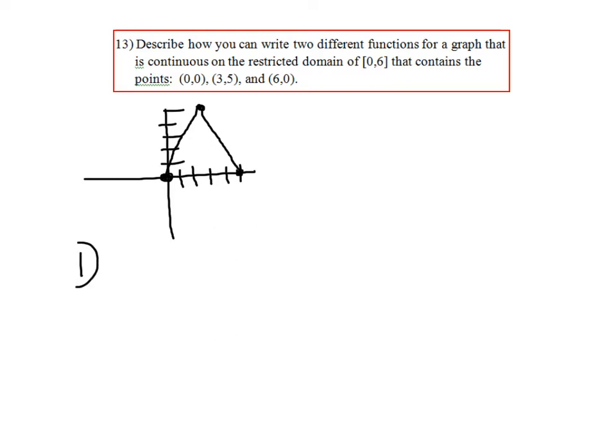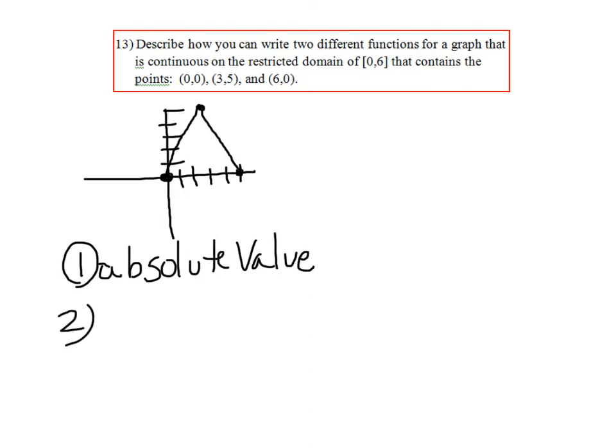So I think one way I could write it is as an absolute value with this restricted domain. So there's an absolute value one. And then I know from my lessons that the absolute value can be written as two linear piecewise functions, or a piecewise function with two linear pieces. So I'm also going to do a piecewise function, and that would solve this.